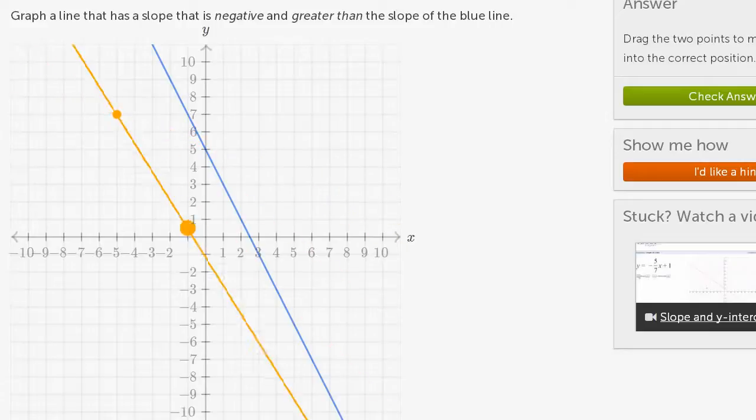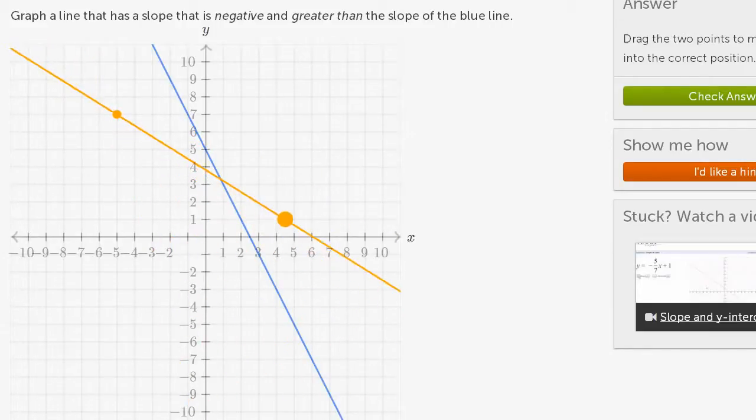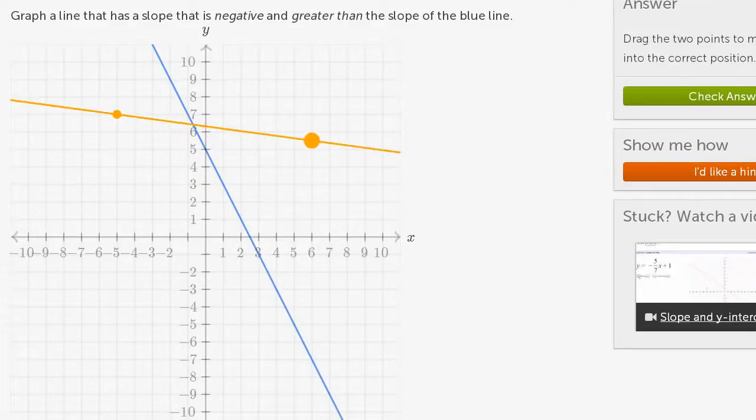If I wanted to be more negative than the blue line, I'd have to do something like that. But I want to be negative but less negative than the blue line. So that would be like that. If we wanted a zero slope, once again, something like this. If we wanted a positive slope, something like this. So once again, negative slope, less negative than the blue line. Check our answer.